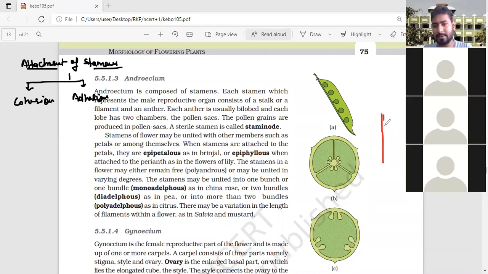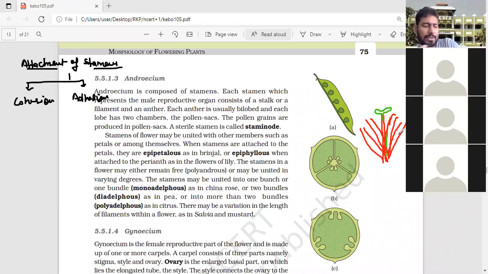Suppose this is the filament, a stalk-like structure. On the filament there is another structure known as the anther. Now look at what cohesion is. Suppose there is one filament, two filaments, three, four, five filaments. When all the filaments are fused and form a bundle-like structure, that is called cohesion.